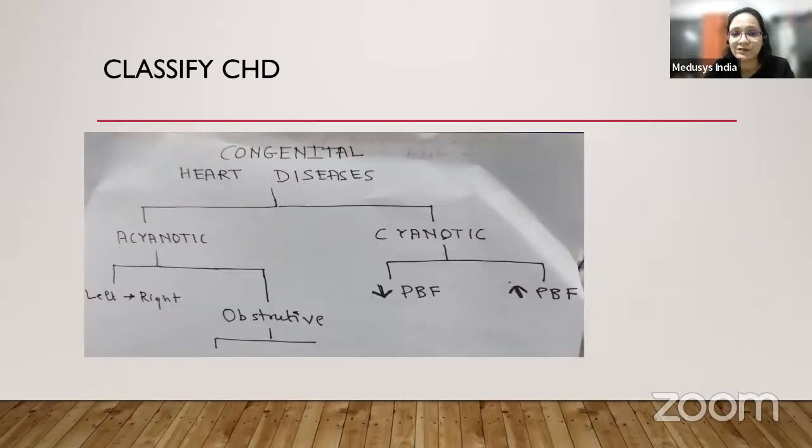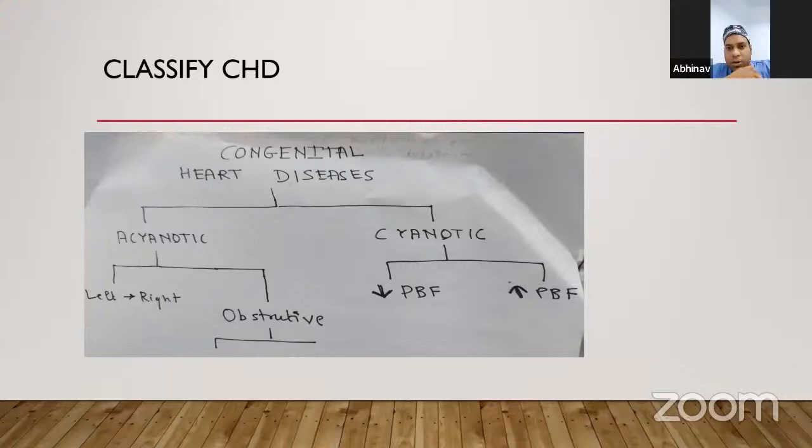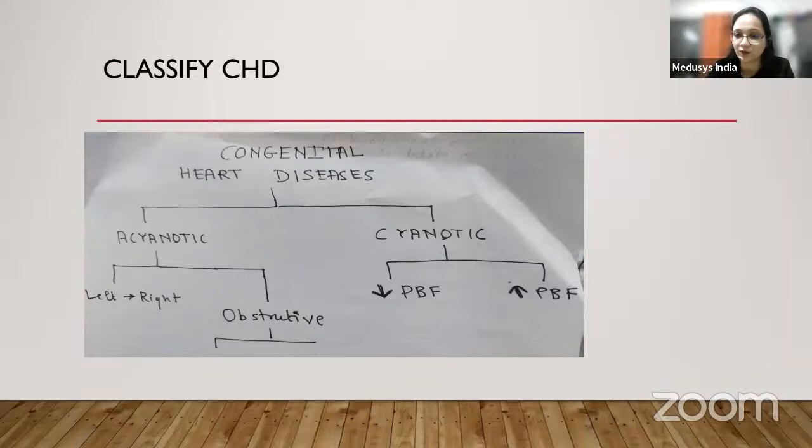So congenital heart diseases can be broadly classified into acyanotic and cyanotic, and then they are further classified the way I have done. Can you read it and give me examples once again? Somebody else who wishes to volunteer for this question?